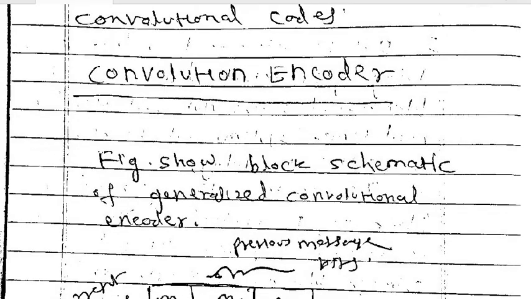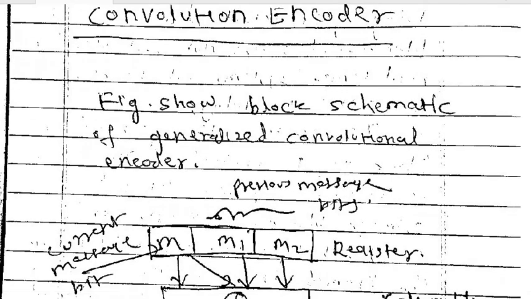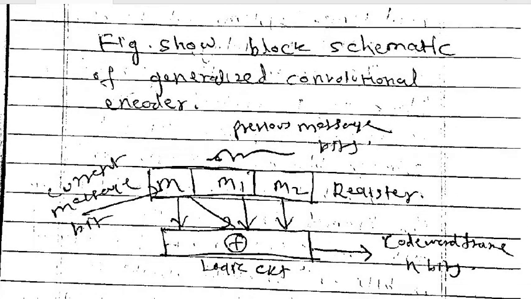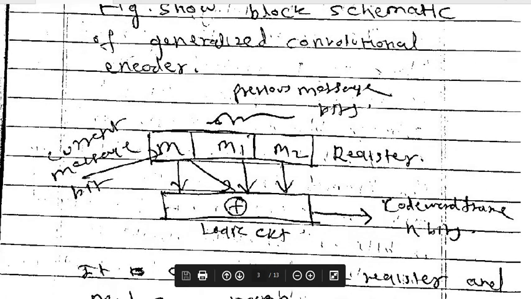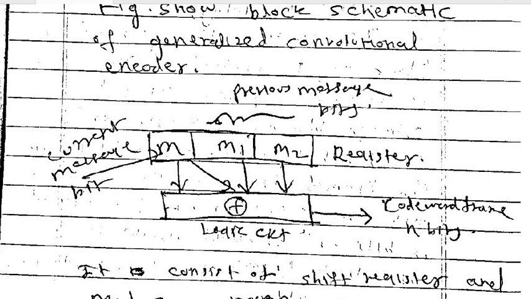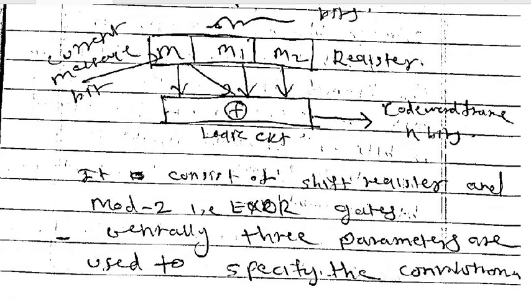Now we'll see the block schematic of the convolution encoder. In this block, one shift register is there. M represents the current message bit, M1 and M2 represent the previous bits, and there is a logic circuit used to XOR these bits, and some switches are used at the output to switch a single bit at a time. It consists of shift registers and modulo-2 XOR gates.